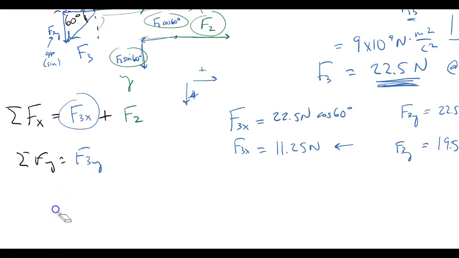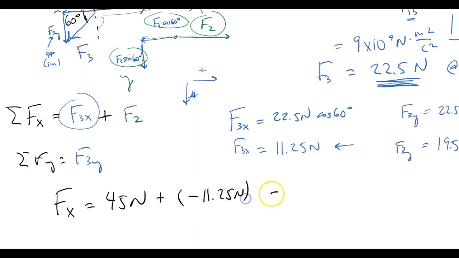Right, positive, down, positive. So if that's the case, when I solve for the sum of the force in the x direction, the total in the x direction, Fx is going to be F2, which was 45 newtons, and that's positive because it points to the right, plus a negative 11.25 newtons because that points left. So 45 minus 11.25, I get 33.75 newtons, and because it's positive, it points to the right. So F2 dominates F3 in the x direction. Then Fy is simply just F3y, which is 19.5 newtons, and that's down.